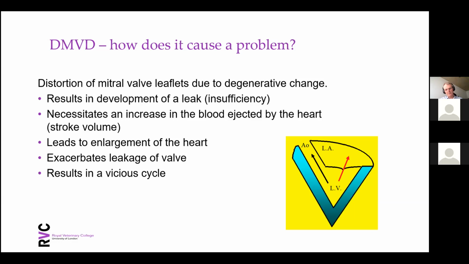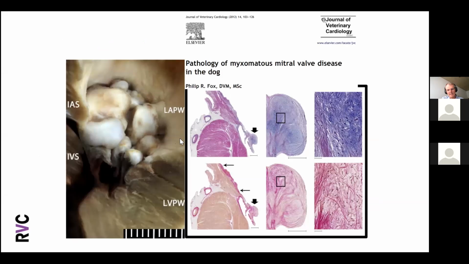And first of all, it goes through a phase where it's bigger and the animal can cope. But ultimately, in some dogs, certainly not all, it goes through a phase where the heart ultimately gets so big that the animal goes on to develop signs of heart failure.